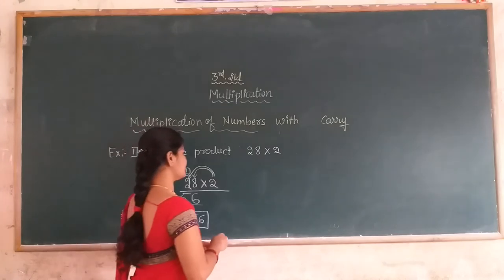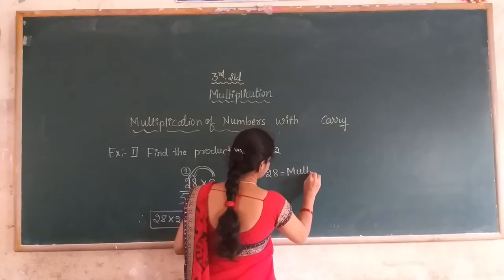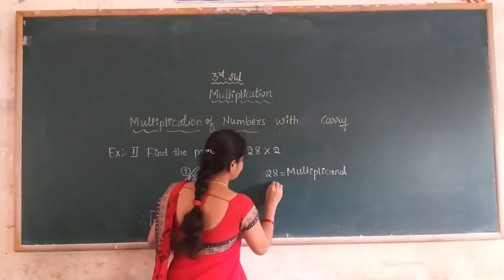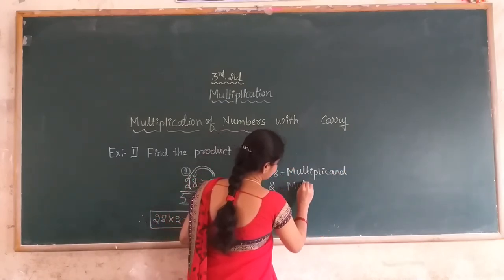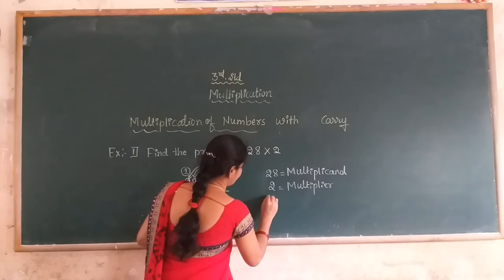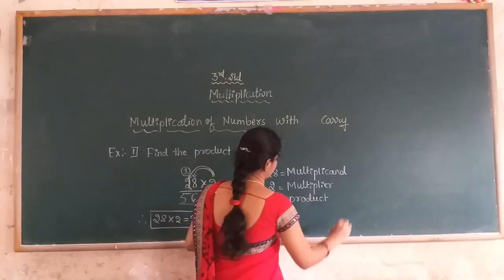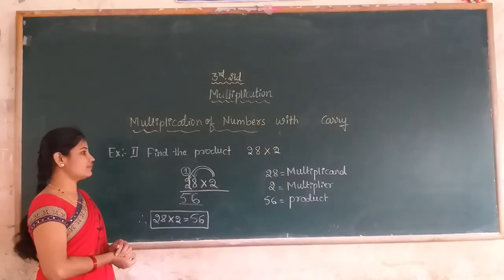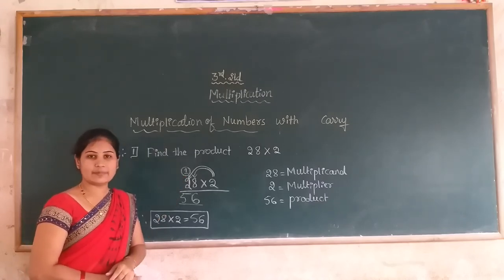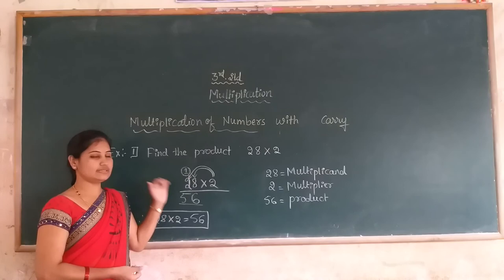Dear students, which one is the multiplicand? 28 is the multiplicand. And 2 is the multiplier. And 56 is the product. Okay. This is the process of multiplication with carry. With carry means the carry is present in that multiplication. Therefore, this is the process of multiplication of numbers with carry.